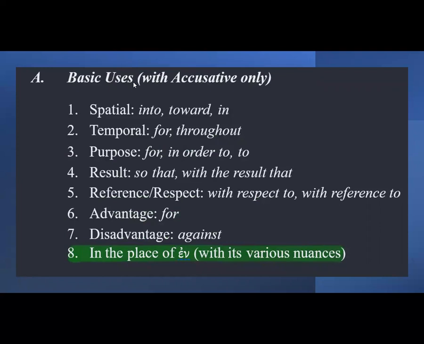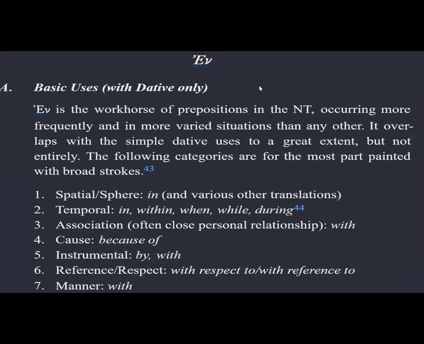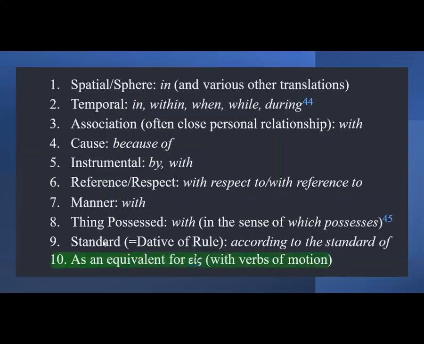So this is the basic usage with the accusative for eis, and you see that it says in the place of, for eis, in the place of in with various nuances. Then in discussion of in, it's called the workhorse preposition because it has so many different ways that it could be taken. And in particular, as to confirm what we just said, it's also used as an equivalent for eis with a verb of motion.